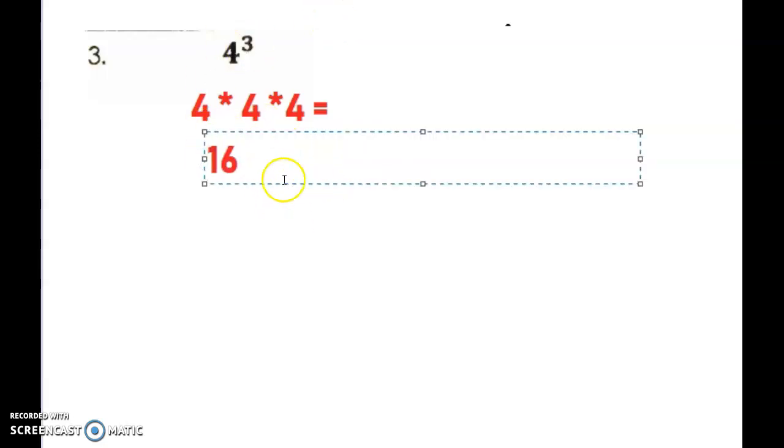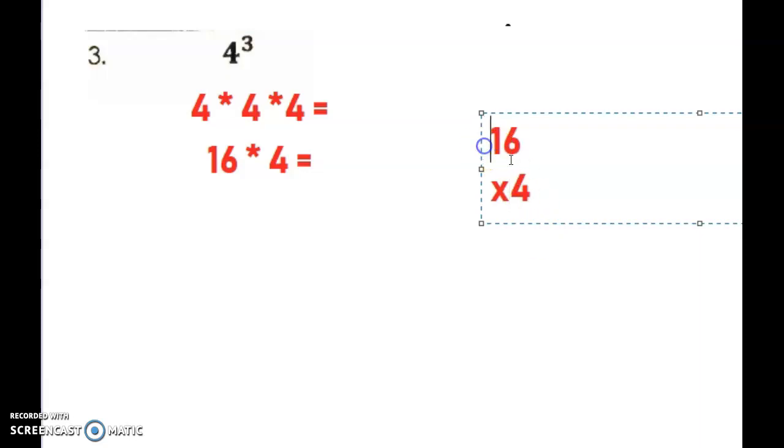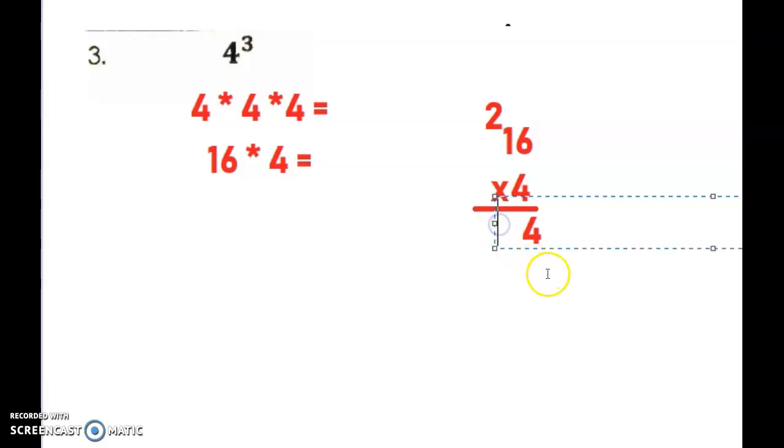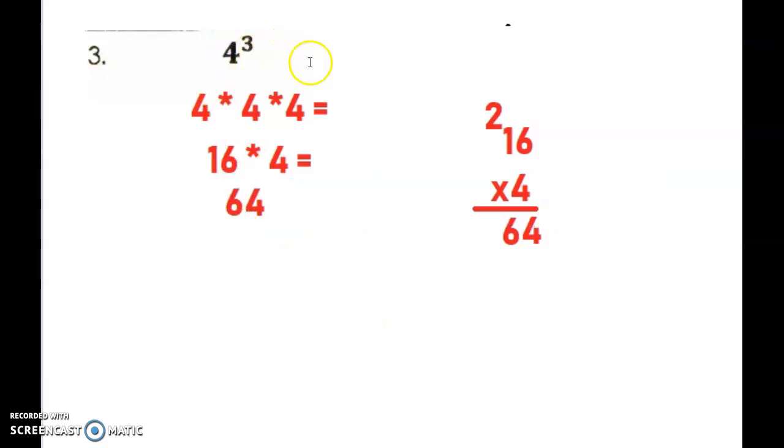Well, that's 16, right? And then if I bring down my times 4 still, this is going to be my answer. So 16 times 4. Let me see if I can work that out. Okay, so I have 4 times 6, which is 24. Bring my 2 up here. 4 times 1 is 4, plus 2 is 6. So my answer is the same as 16 times 4, which is 64. So that's how you do this one. 4 to the power of 3 means 4 times 4 times 4. So I did 4 times 4 first, which I got 16, and then 16 times 4. And I brought this down, I got 64.